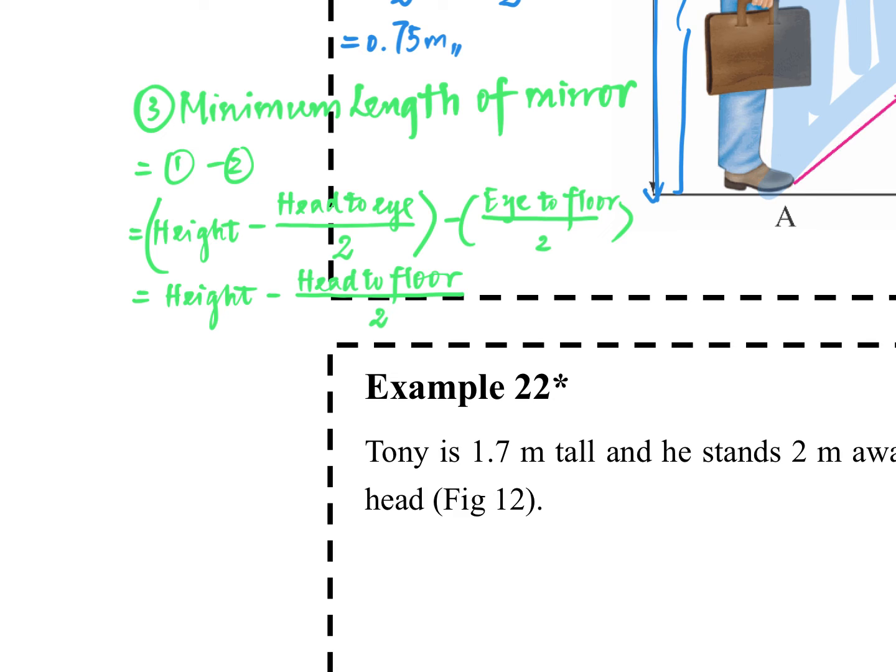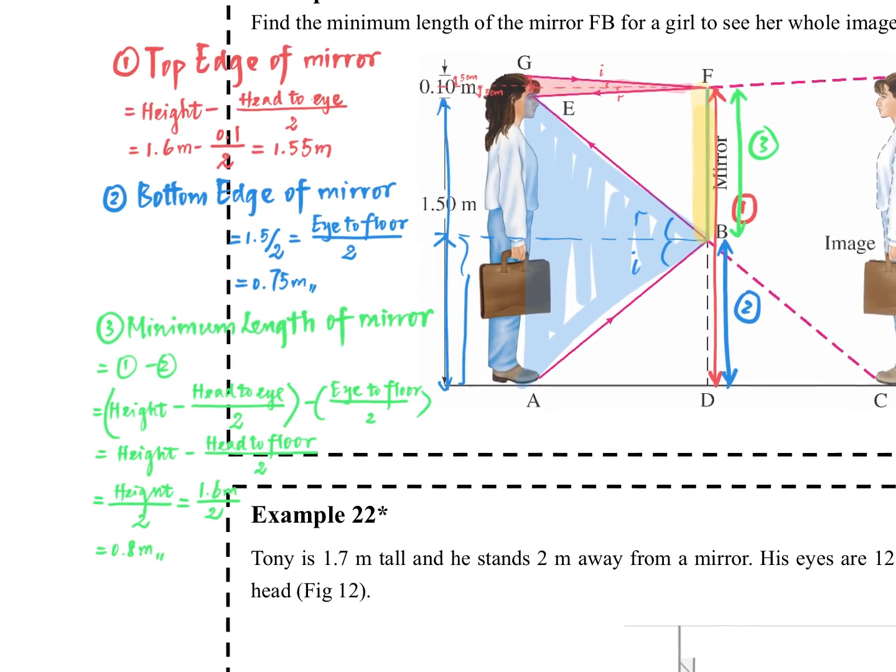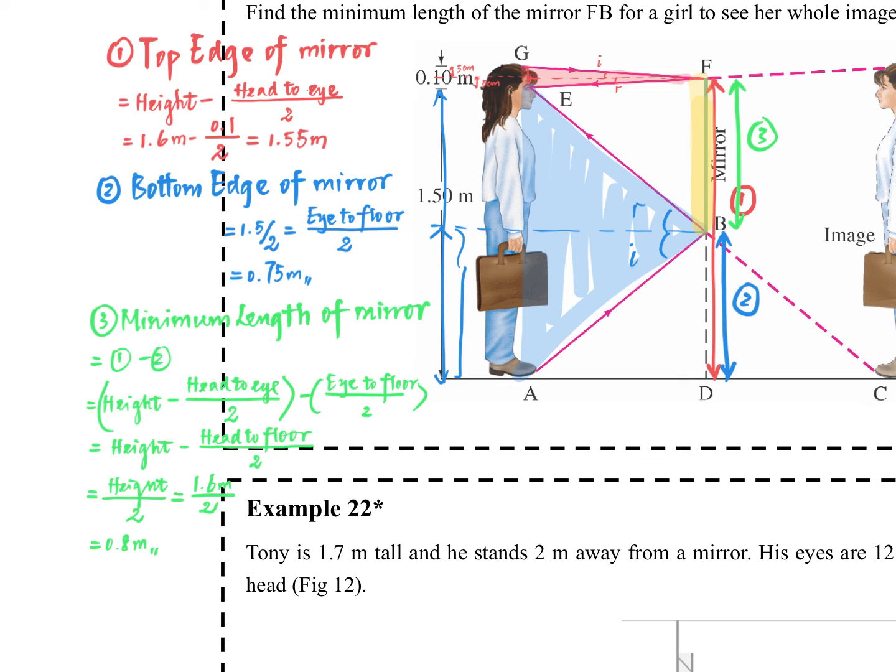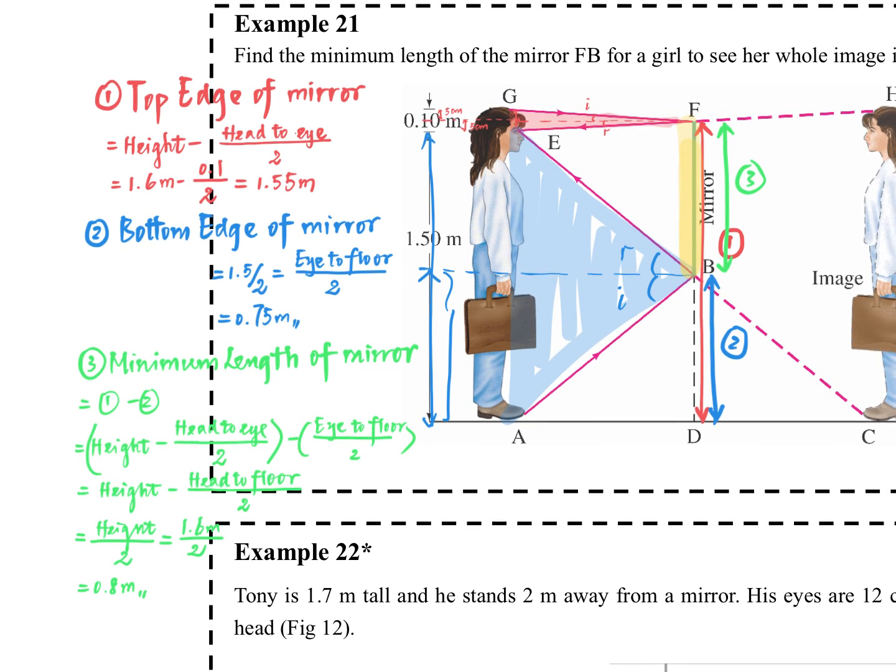And eventually, we will find that the minimum length of mirror should equal the height divided by 2. In this case, if the girl is 1.6 meters tall, divided by 2, the mirror she needs, which enables her to see her whole image, should be 0.8 meter in length. And in the next lesson, I may give you some numerical numbers so that you will be more familiar with the calculation of the top edge of mirror, bottom edge of mirror, and the minimum length of mirror. And try to read this page carefully so that you familiarize yourself with the calculation.